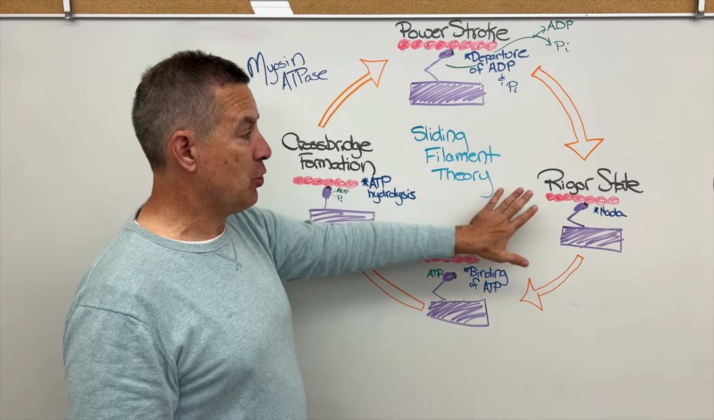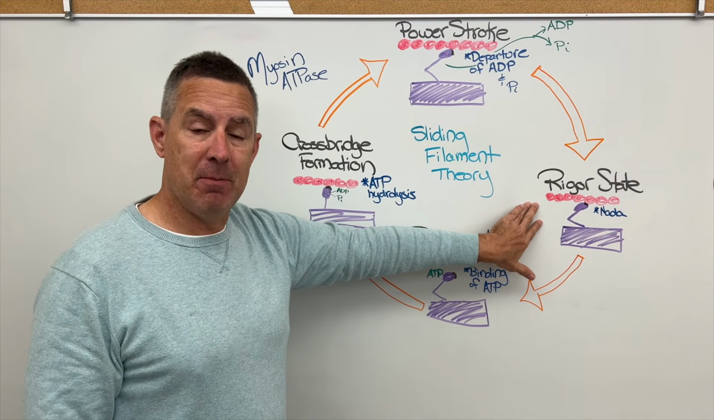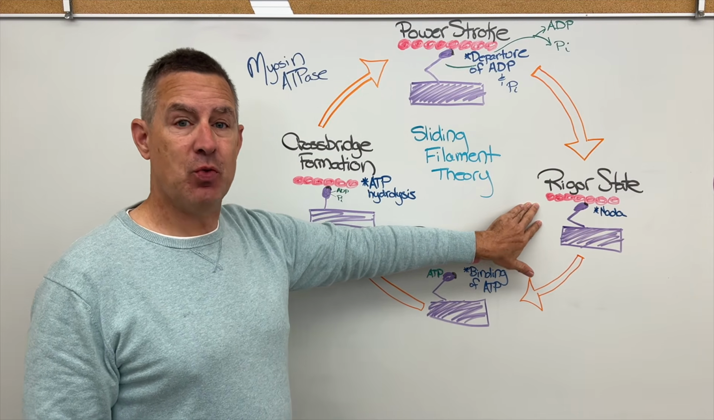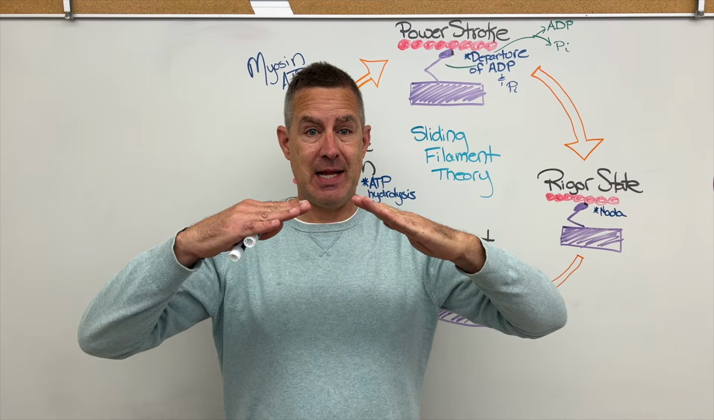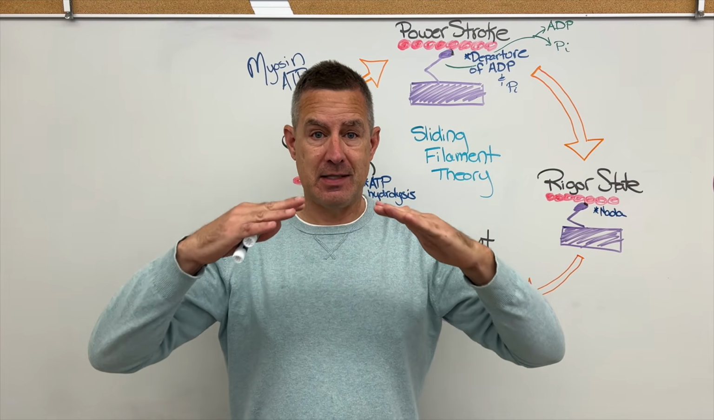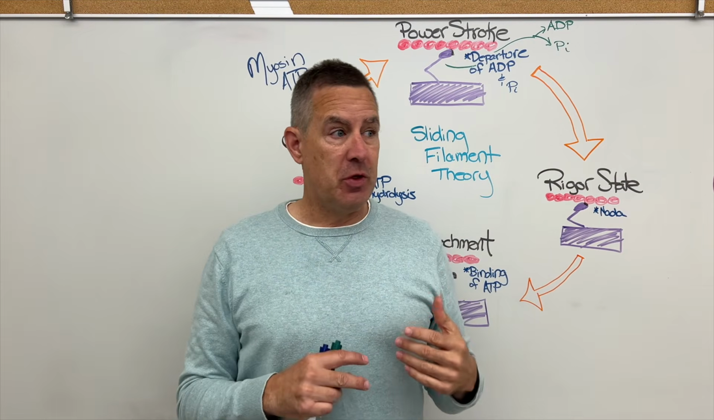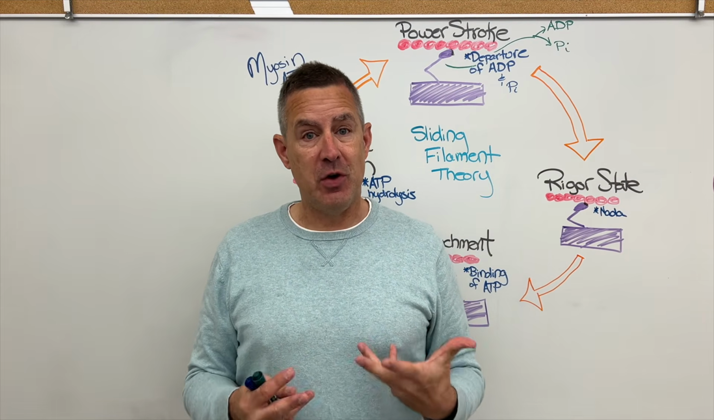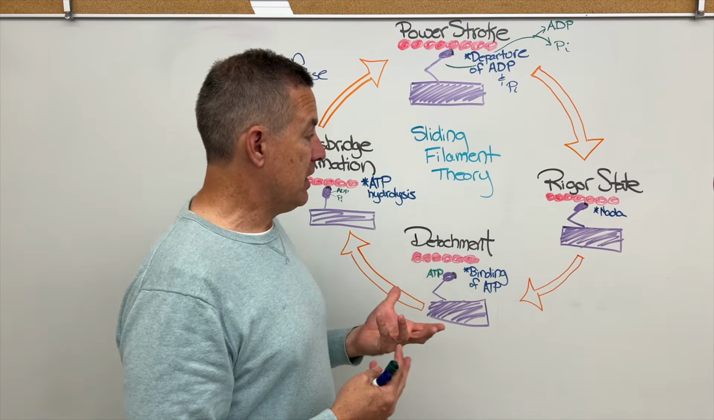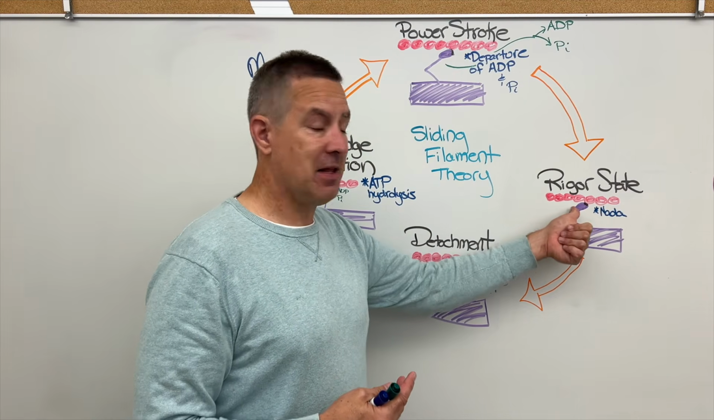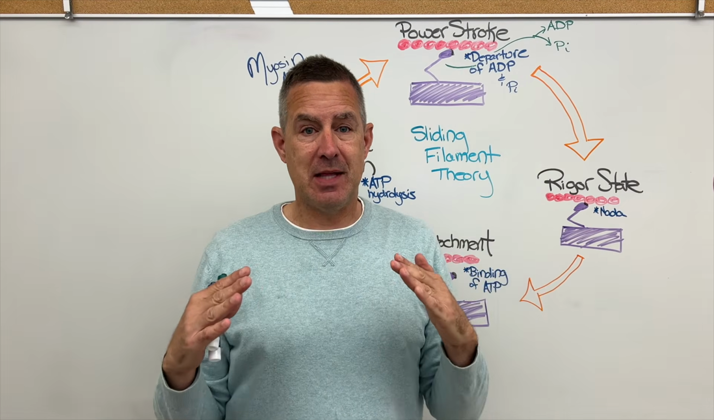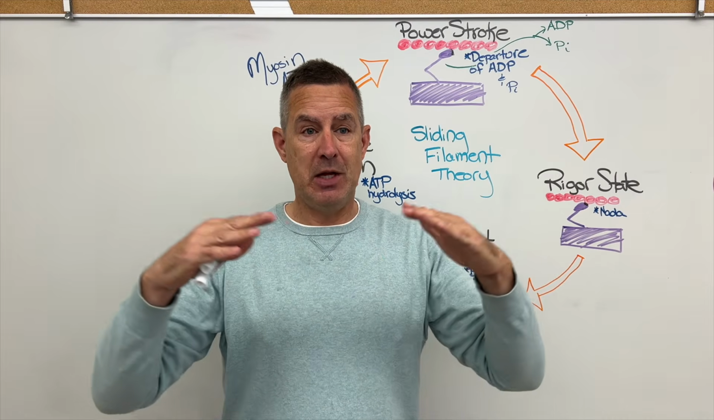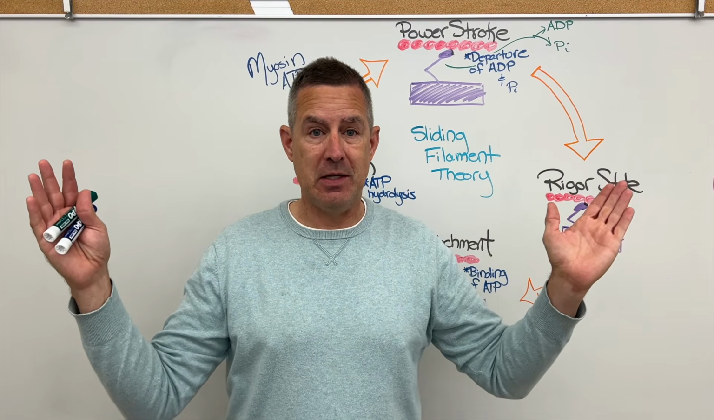After the power stroke, the muscle is in what's known as the rigor state. That is to say, it's in the contracted state, it is shortened, and nothing is happening. Now, in truth, that probably only happens for a very fleeting moment, because once ATP binds to the myosin head, it detaches and causes that muscle to relax and to return back to its elongated state.